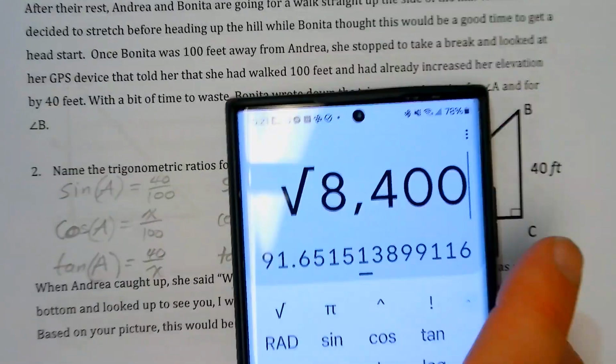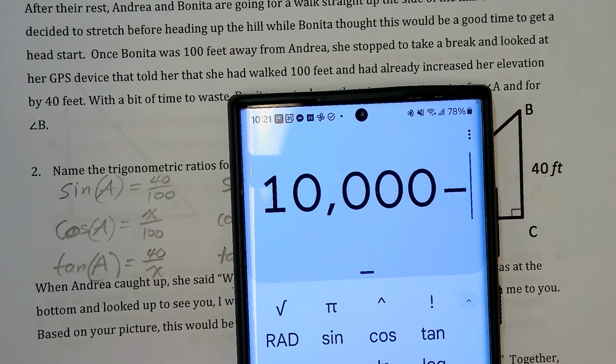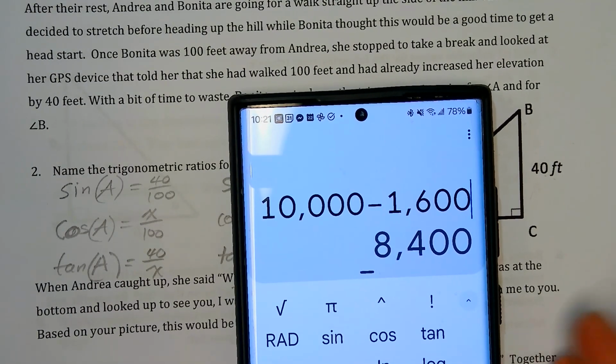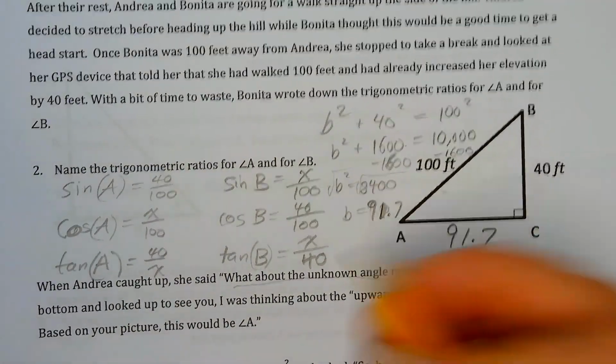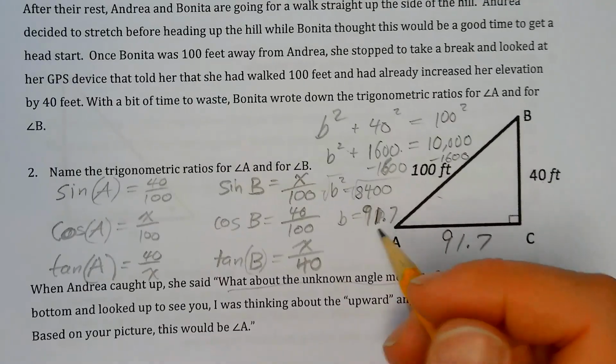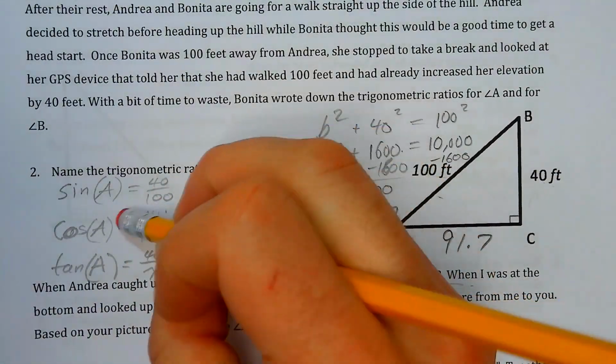Better double check this though. 10,000 minus 1,600, 84,000. Yeah, that's what I did. Okay, so this is the size, 91.7. So replace all these x's with 91.7s, I guess. That's what they wanted us to do.